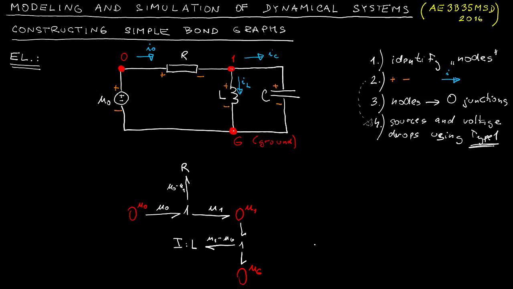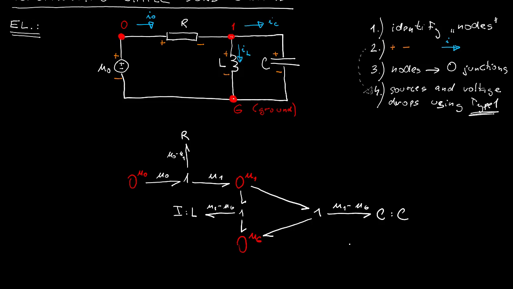Note that these type 1 junctions, they always give you an access to the relative voltages. So we do it for all the 3 elements here, resistor, inductor and capacitor, and finally we'll also do the same for the source of voltage.